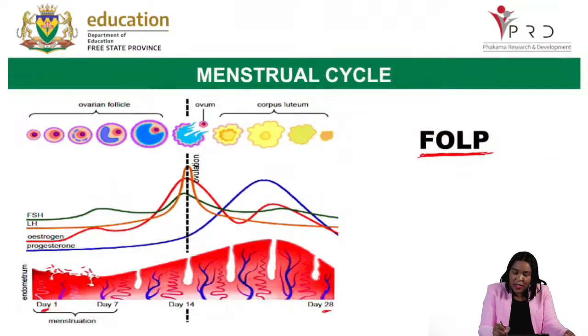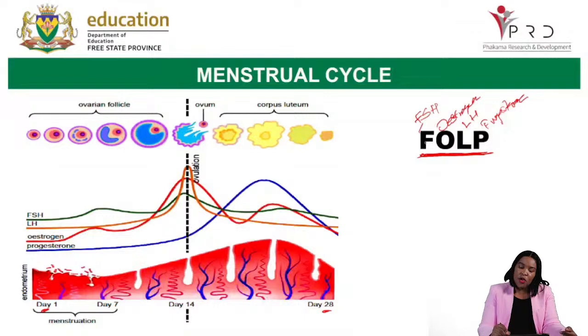So we'll start with the first hormone. F will be your FSH. The O will be your estrogen. L will be your LH. And P will be your progesterone. Right. So if you know them in this order, FOLP. Remember the FOLP. Follow the FOLP. We start with the F. That's where we start. This is our first hormone.